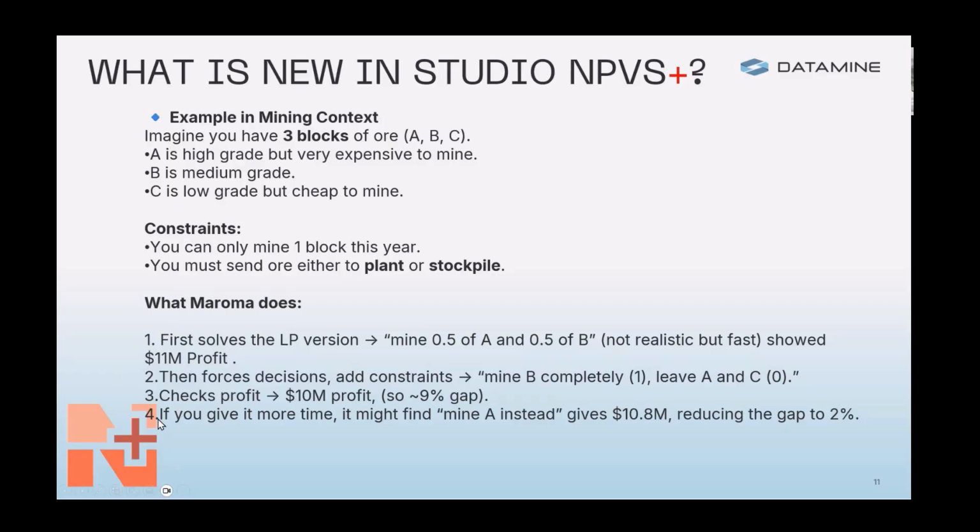The next step, if I am not happy with that gap, like I said, the optimality gap, I can define it. So let's say I want to look for a more optimal solution. If I lower the gap and make it, for example, 5%, the software will start looking for other solutions. It will take more time, but it might find that maybe let's mine A instead, and as a result, it will give me a profit of $10.8 million, which is a gap of around 2%. So we reduced the gap from 9% to 2%.